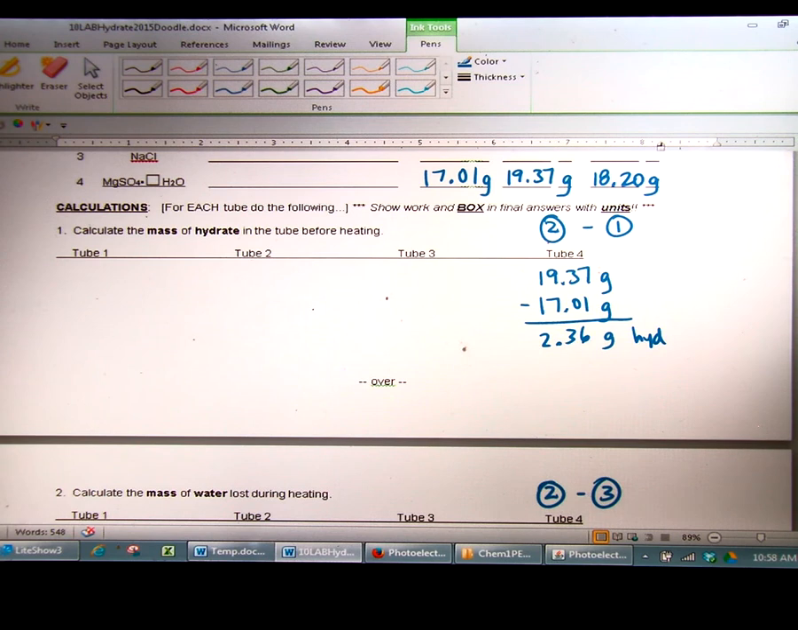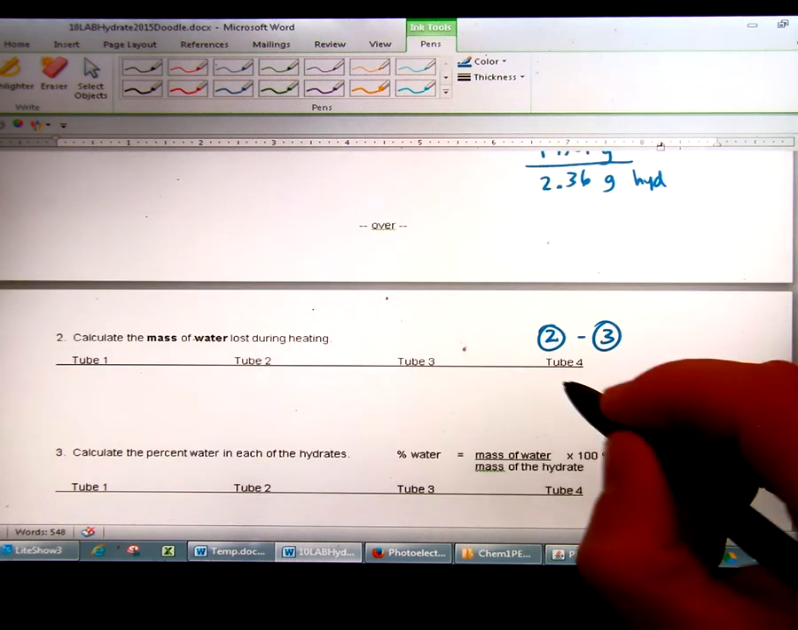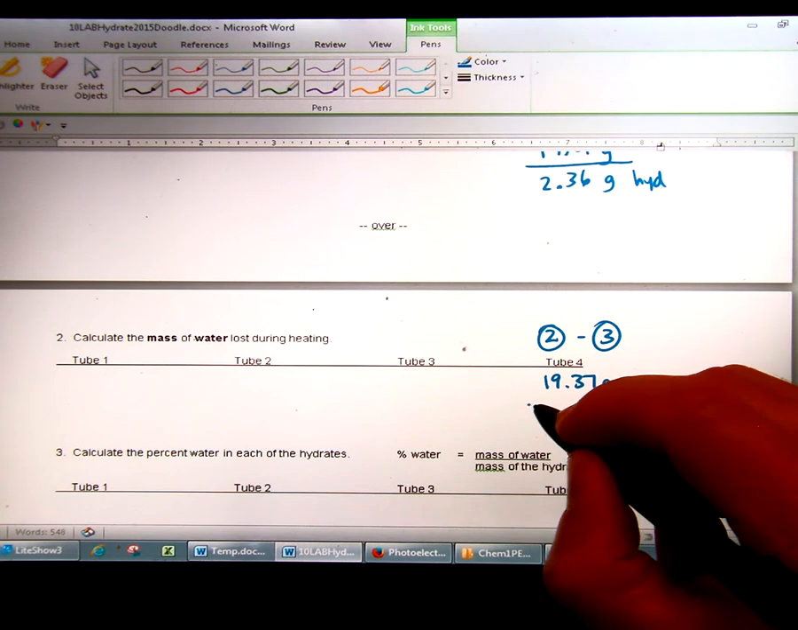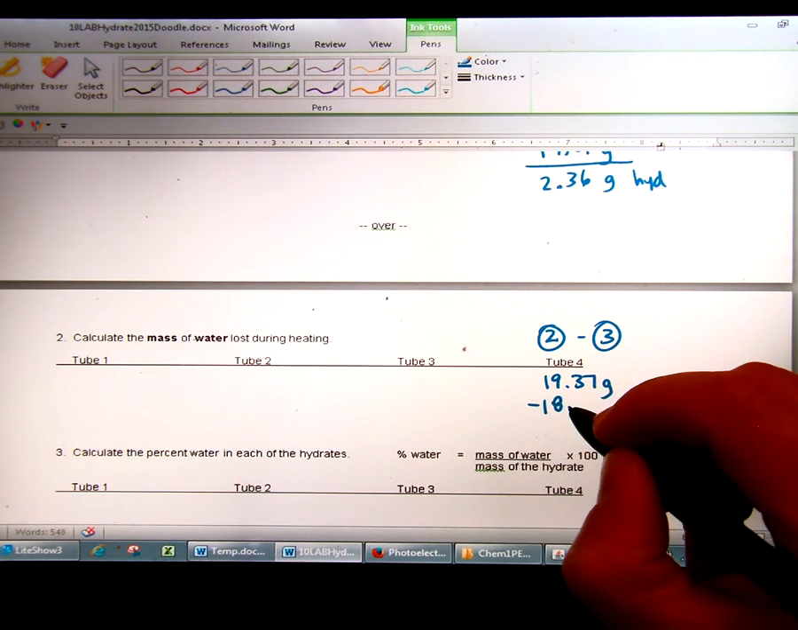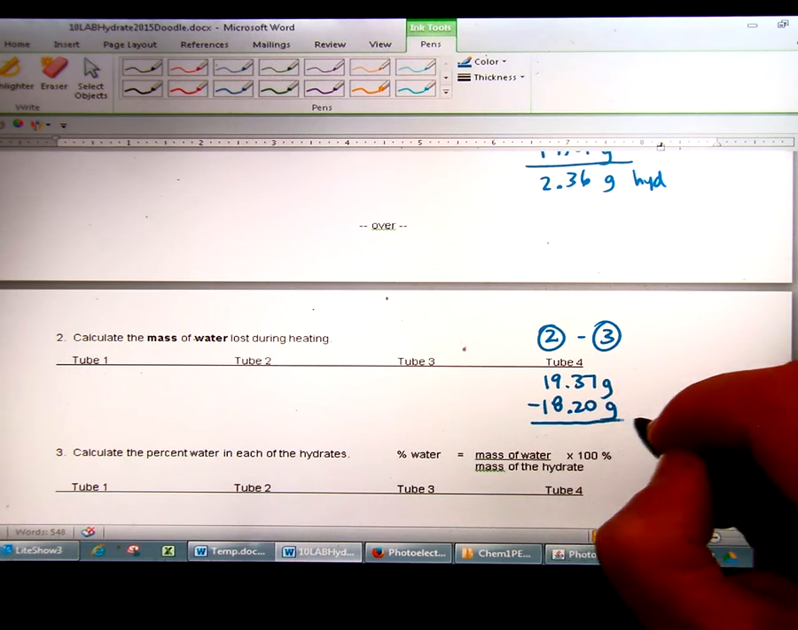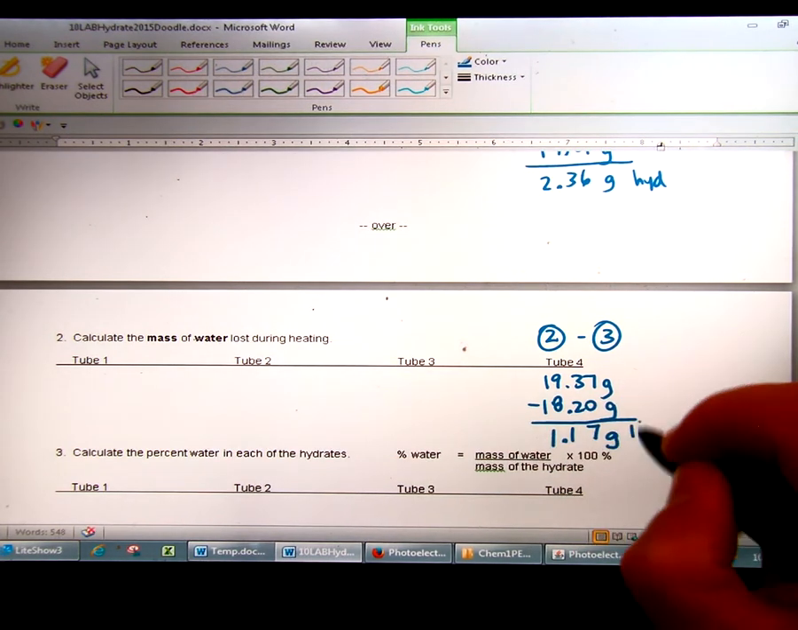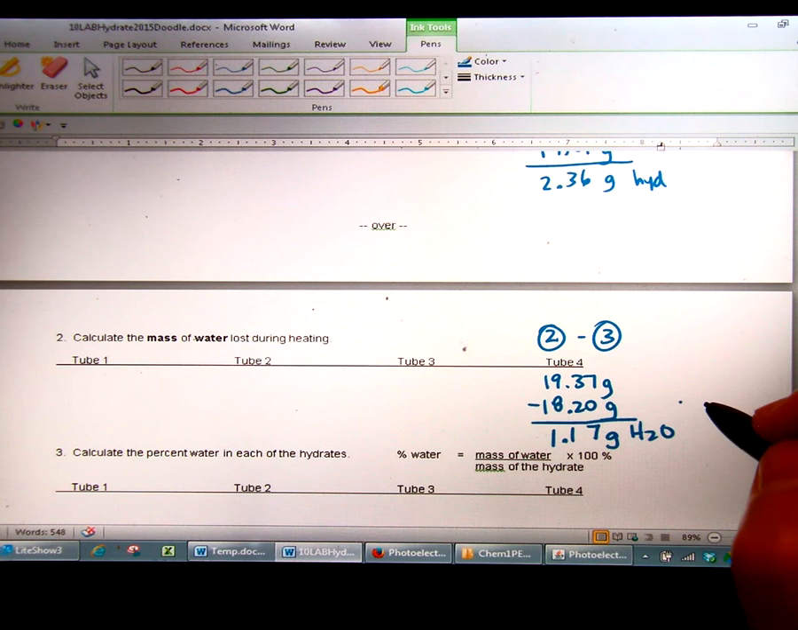So weighing number 2 minus weighing number 3. That's 19.37 minus 18.20 for me. And that's going to be 1.17 grams of water that were in my test tube number 4.